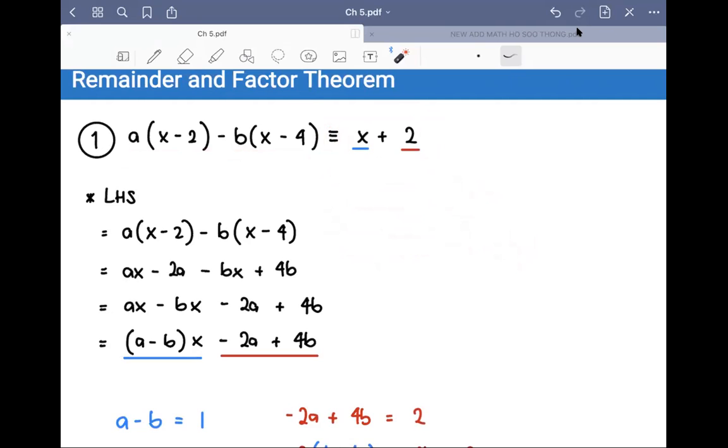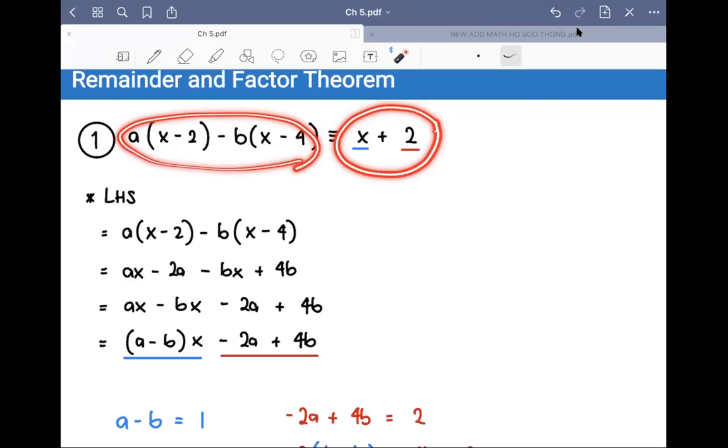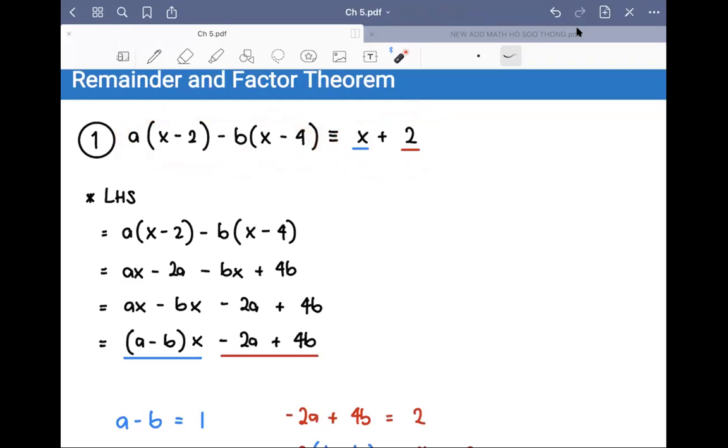So basically, class, for this question here, we need to expand and simplify this side. And this is where we compare our answer here once we have simplified this. So this is how it works. I'm going to evaluate the left-hand side. So LHS means left-hand side. It's the left side of the equal sign.